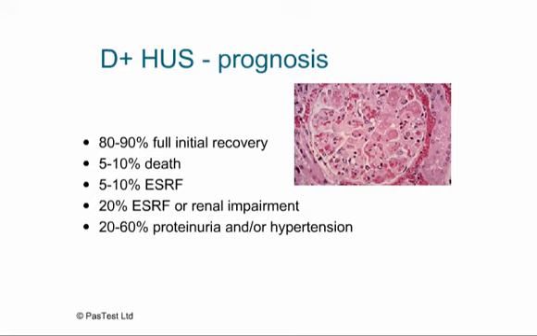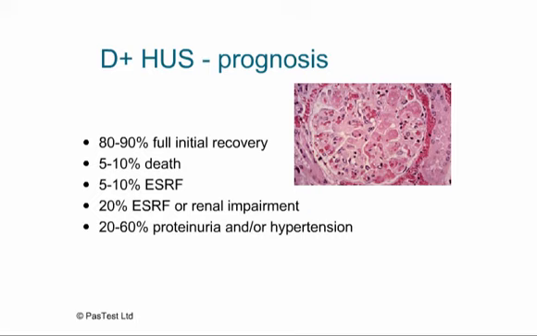Another study showed that around 20% of people will either have end-stage renal failure or significant renal impairment, and a further study demonstrated that between 20 and 60% of all individuals who've had D plus HUS will go on to develop proteinuria and or hypertension. I think the key message from these studies is that individuals with D plus HUS need to be followed up fairly assiduously and for quite a long period, and that it isn't generally a desperately benign disease with respect to long-term renal prognosis.